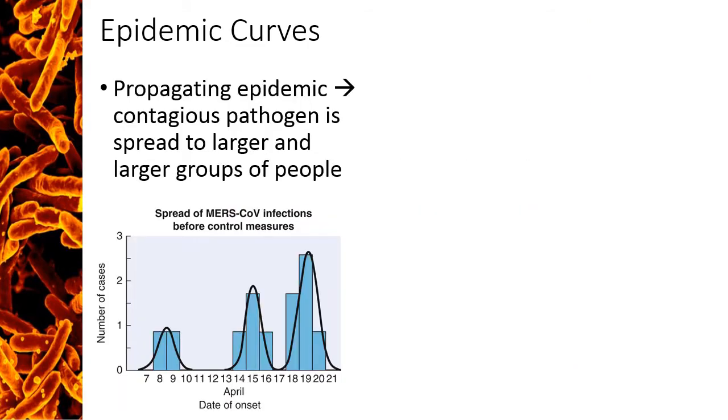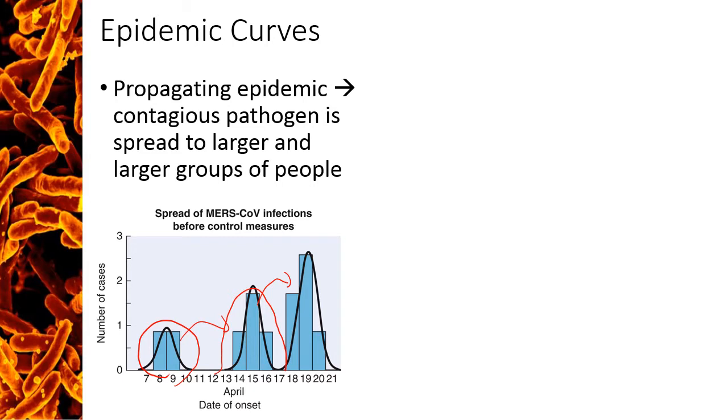The other type of epidemic curve we see is called a propagating epidemic. This is when you have a contagious pathogen that's being spread from person to person. So we can see in the graph here, we originally had a couple people who were infected, but those couple of people spread it, and then we see a larger group of people that are getting infected, and those people had been walking around spreading it.